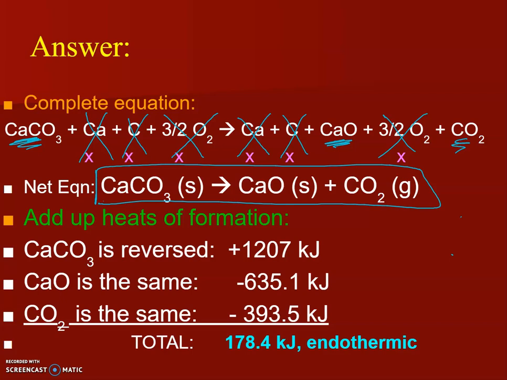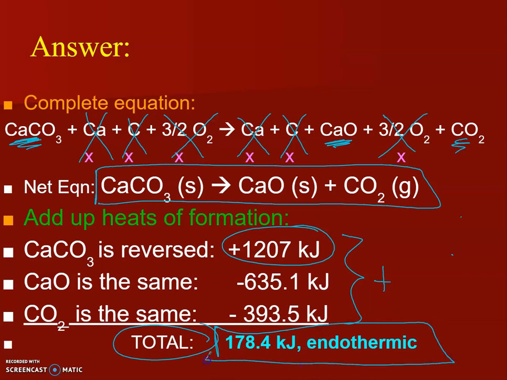And since you got your net reaction by flipping and adding, I can get my delta H total by flipping and adding. And I get my total value to be 178.4 kilojoules. That is the proof that Hess's law works.